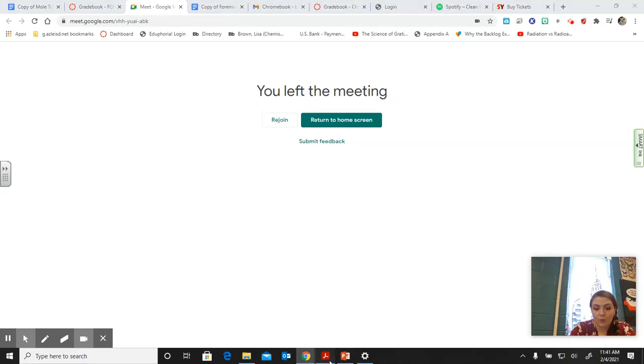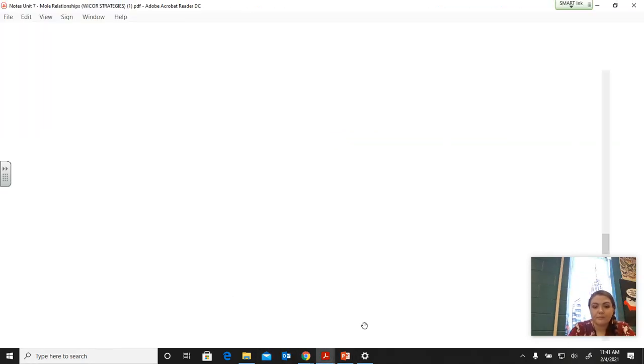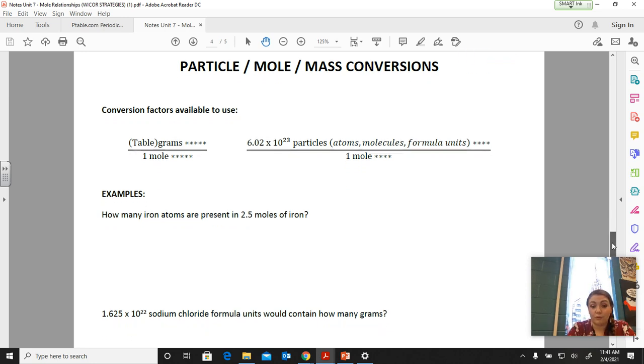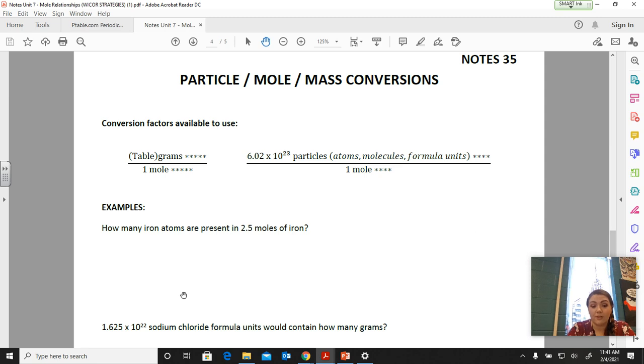Okay, so we're going to pull up the notes and we're going to continue doing notes 35. Last week on Thursday, we did the first part of this, which is just the first problem. That was the one-step problem going from moles to particles, which means atoms, molecules, or formula units, or going from atoms, molecules, or formula units to a mole. So just either one back or forth.